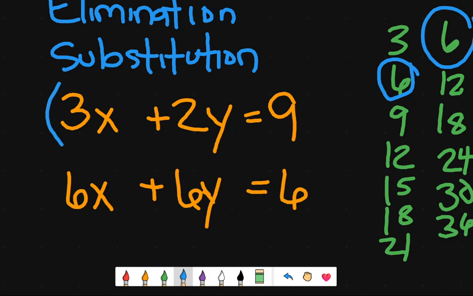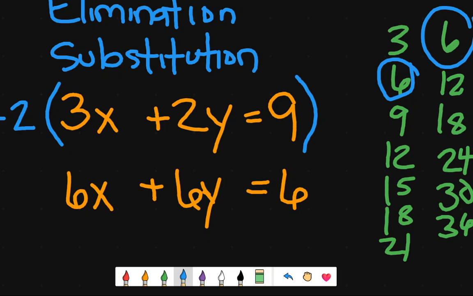I'm going to put parentheses or grouping symbols around all of the terms, because whatever we multiply that 3x by, we have to multiply the other terms by. So what number would you multiply 3 times to get a negative 6? If you said a negative 2, you would be correct.